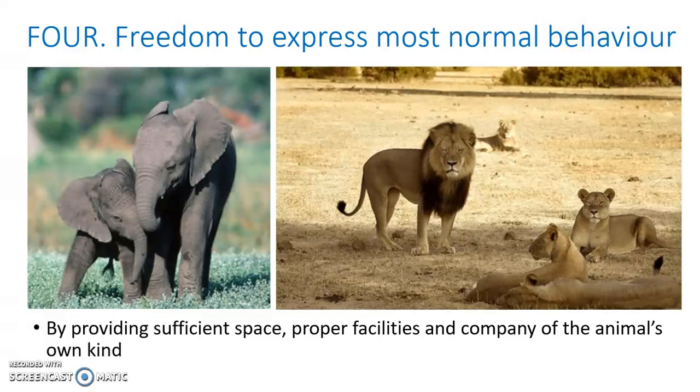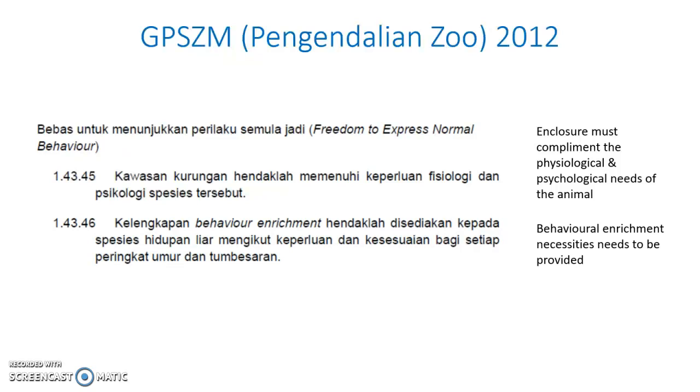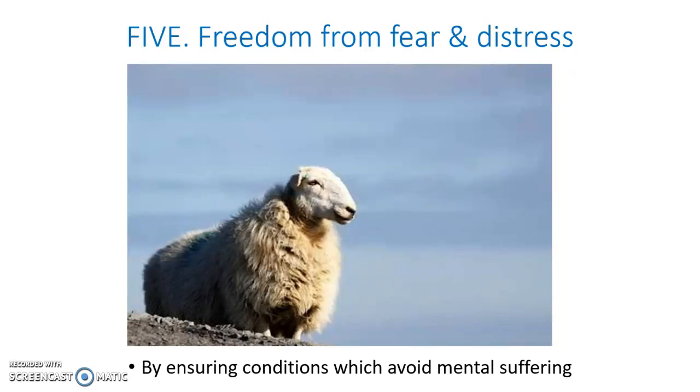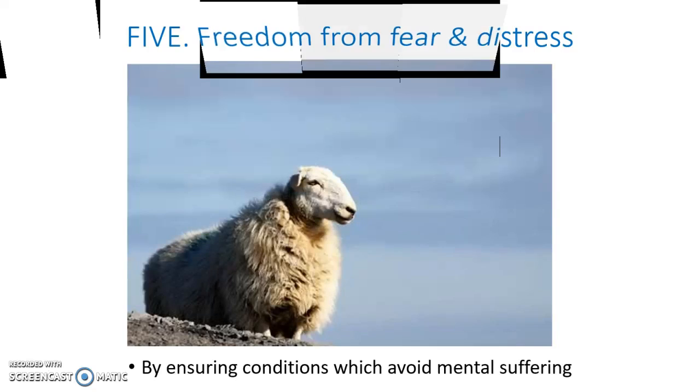The fourth freedom is freedom to express most normal behavior by providing sufficient space, proper facilities, and company of the animal's own kind if it's a group or social animal. So enclosure must complement the physiological and psychological needs of the animal. Behavioral enrichment necessities needs to be provided. And the last freedom is the freedom from fear and distress by ensuring conditions which avoid mental suffering.